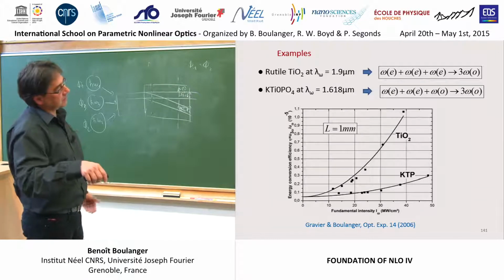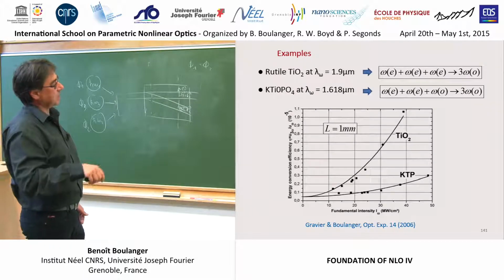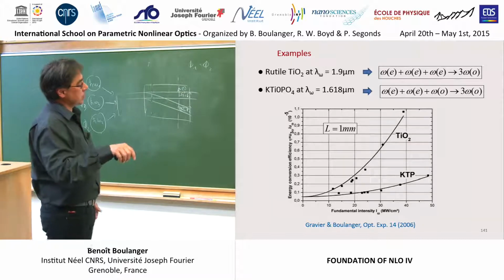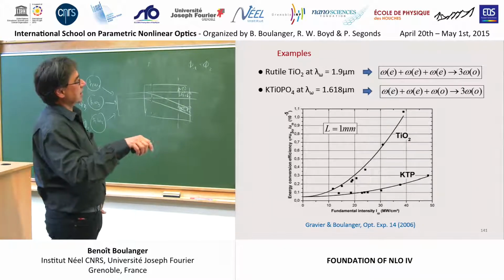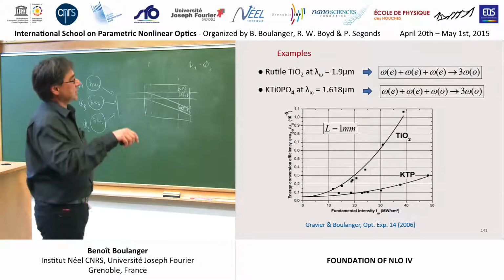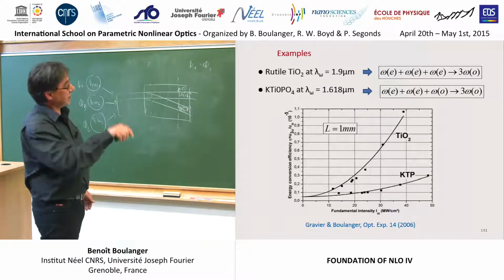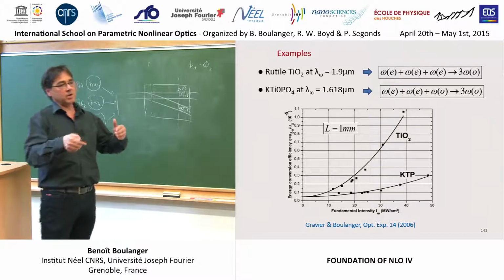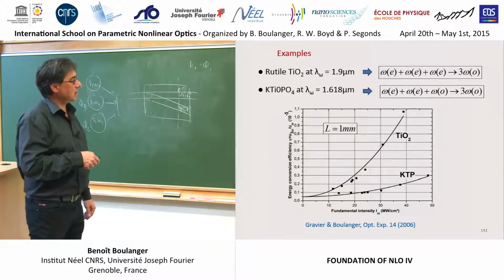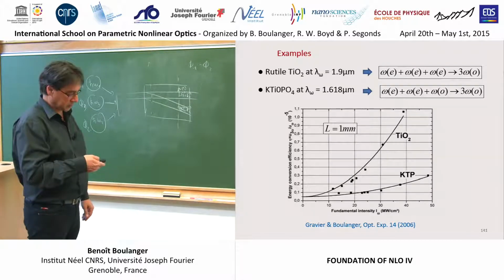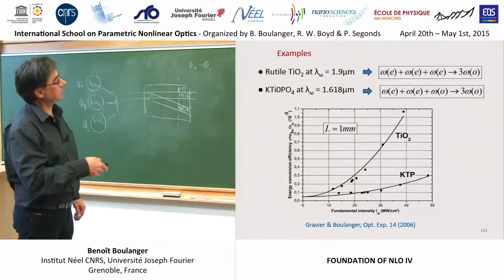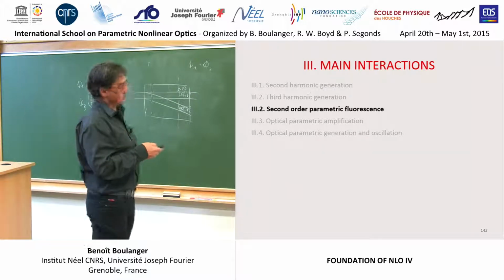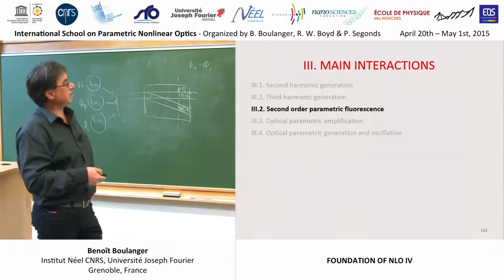So you see here 40 megawatt per square centimeter in two crystals, KTP and TiO2 rutile. It's not easy to calculate the efficiency because you have energy here and intensity here, but it was typically between 2 and 3% of efficiency, which was not bad for that. Okay, so now let's move on to second order parametric fluorescence.